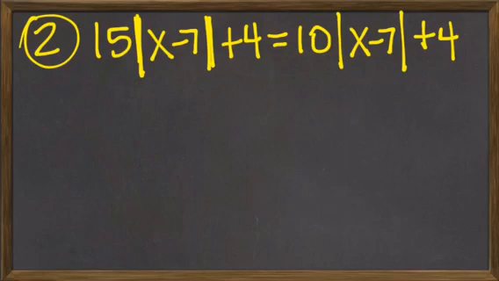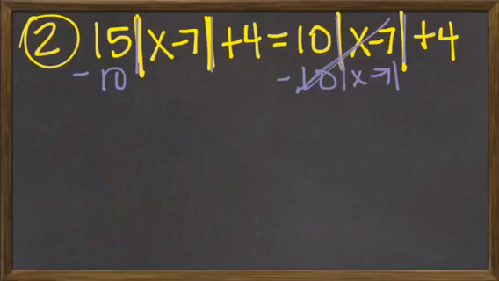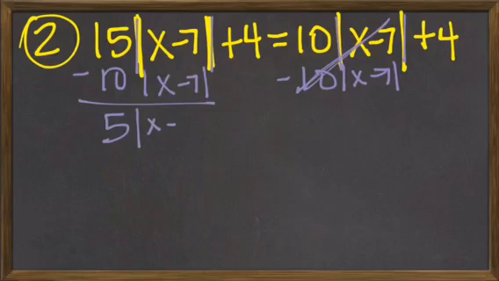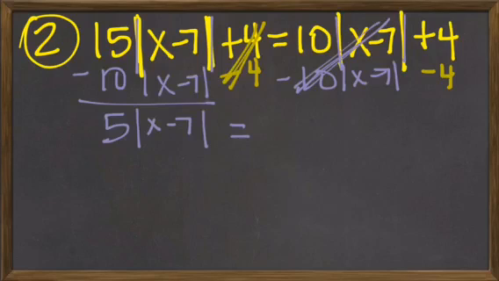In this example, we are going to try to get our absolute values of x minus 7 on the same side. So I'm going to subtract 10 times the absolute value of x minus 7. It's going to get rid of it there. And over here, I'm going to have 5 times the absolute value of x minus 7. In the same line here, I'm going to get rid of my plus 4 by subtracting 4. So that's gone, and I can bring down my equals. Negative 4 plus 4 is 0. So I have 0 on that side.